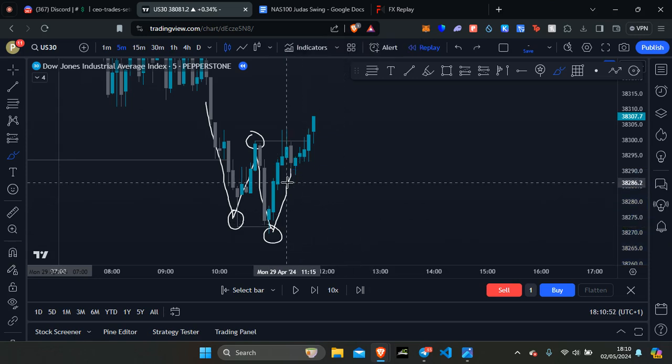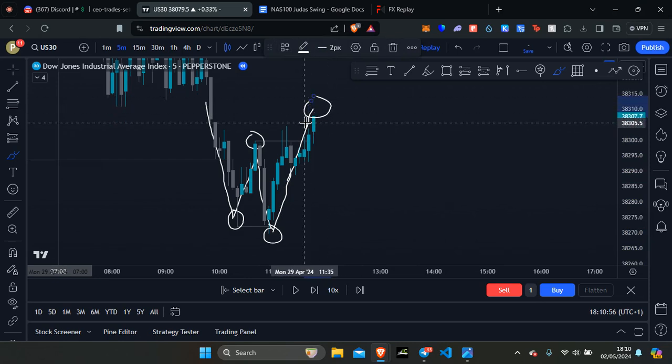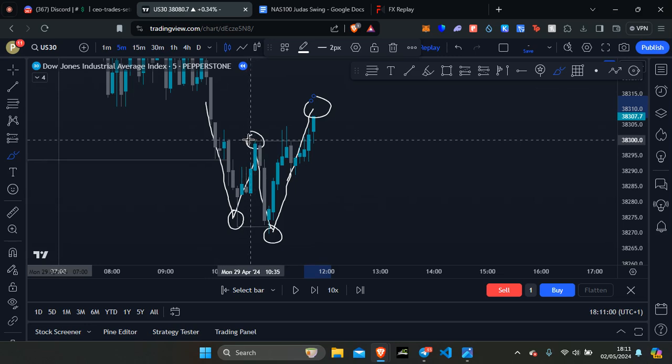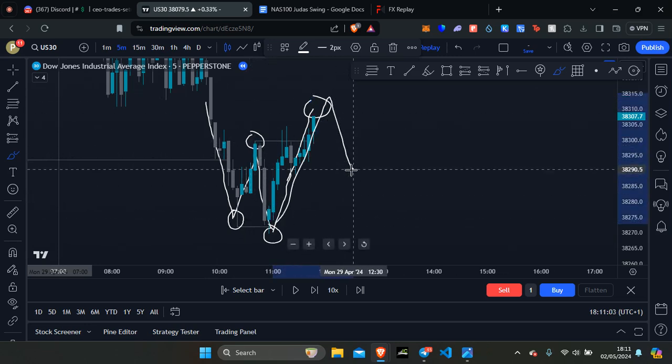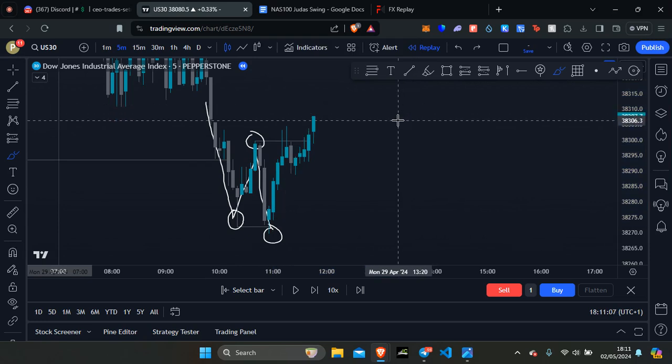However, what price did is instead it went up to create a higher high. This signifies that the trend has now changed from bearish to bullish. Therefore, we can now safely assume that price is now wanting to go higher. Therefore, we can identify areas where we can enter the market for price to continue higher. That will be our trade.